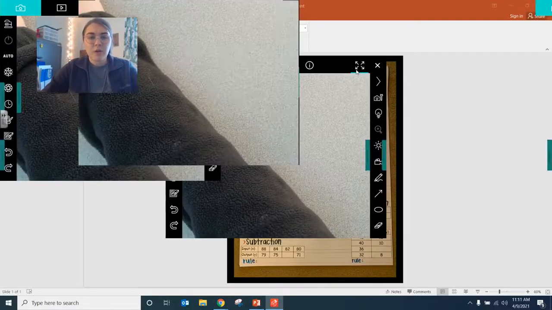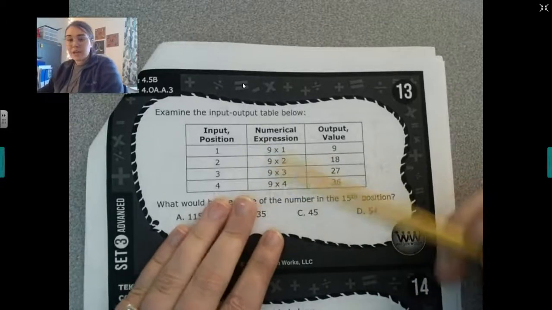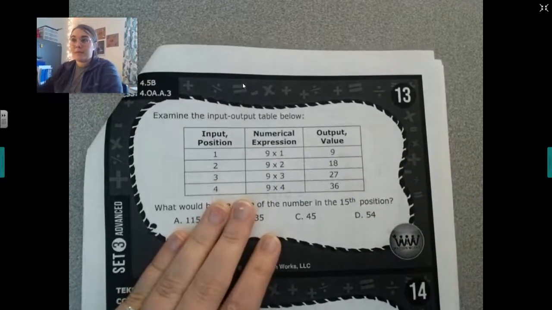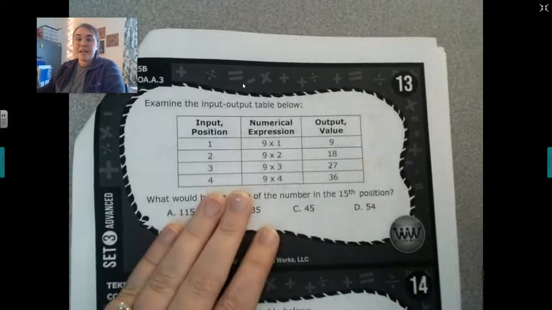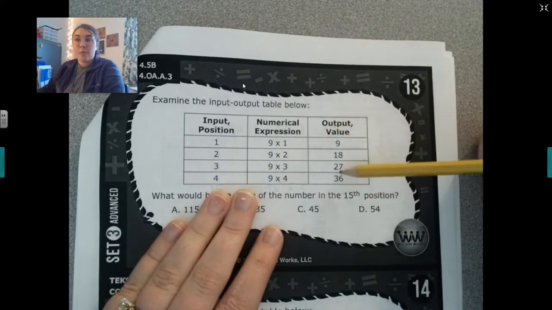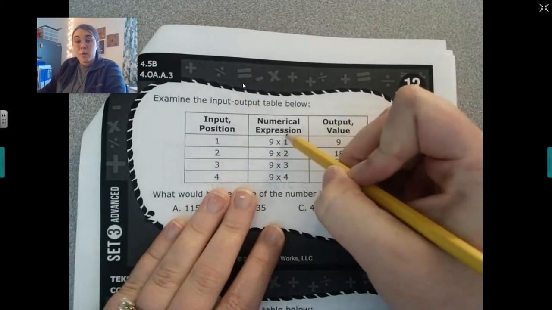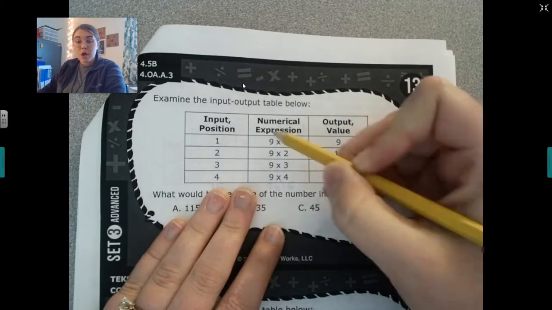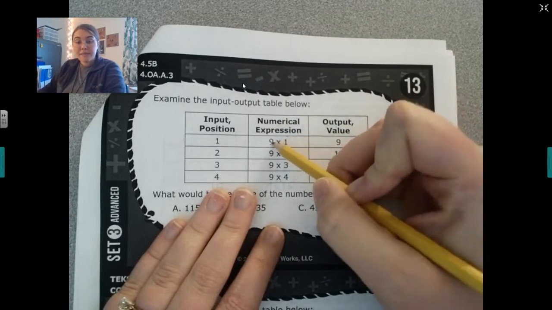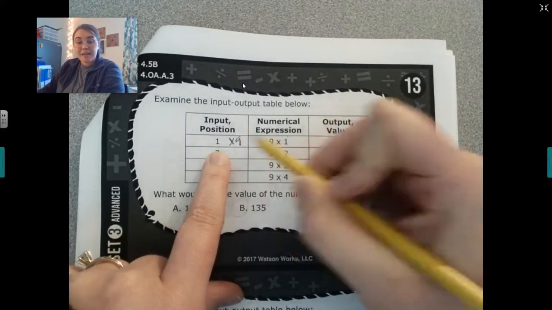So I'm going to do some practice problems with you, kind of like you're going to see on your STAR test and in your worksheet today, and just like in life in general. Most of the time they're going to show you an input-output table that looks like this. It gives you an input position, a numerical expression, and an output value. Your input positions would be 1, 2, 3, and 4. So they're saying 1 times 9 is going to give you your output. So your input times 9 gives you your output.